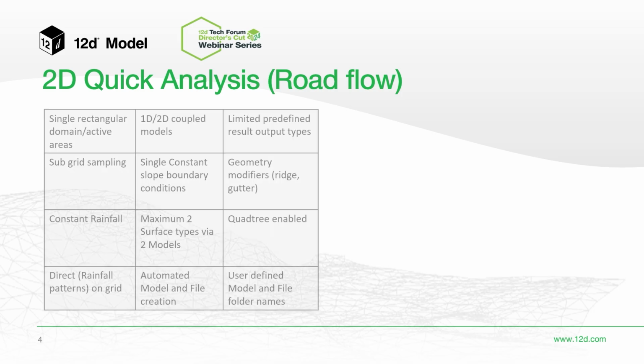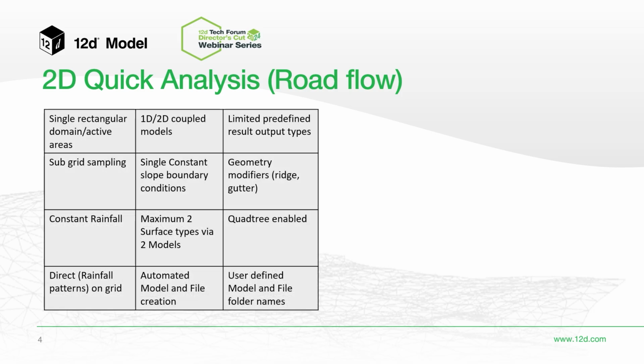So the 2D quick analysis had quite a few features. There were some limitations. So the limitation being the single and only rectangular domain, active area. We had the subgrid sampling, constant rainfall, direct rainfall on grid, so running your rainfall patterns on the grid, coupled 1D, 2D models. There was, however, a single constant boundary slope condition, and you had a maximum of 2 surface types. The model naming was user-defined, and the file names was automatically defined. So these experiences have led us into enhancing the 2D water analysis tools.